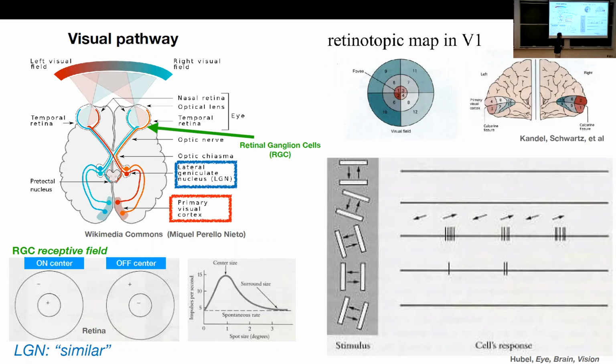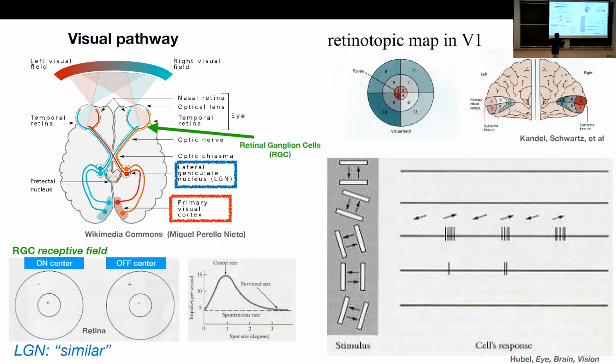And so here are the pictures from David Hubel's book, showing that if you fix a particular cell, as you pass edges of different orientations through the receptive field of that cell, you get more or less response depending on the angle that that bar makes with the preferred orientation of that cell.